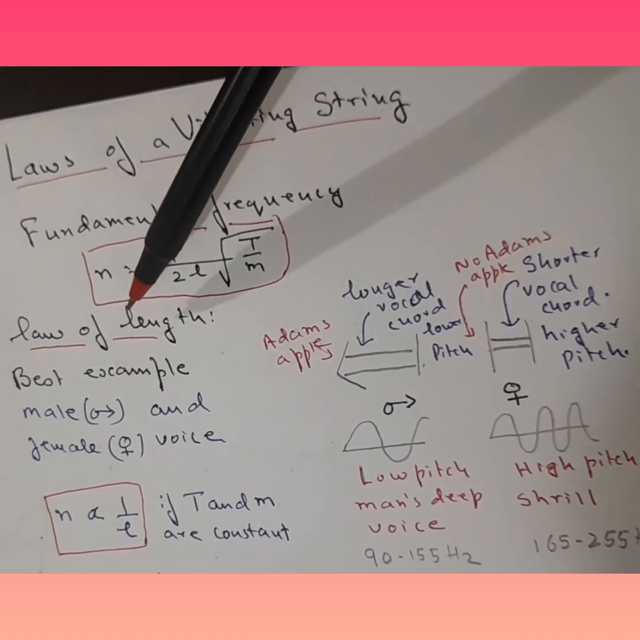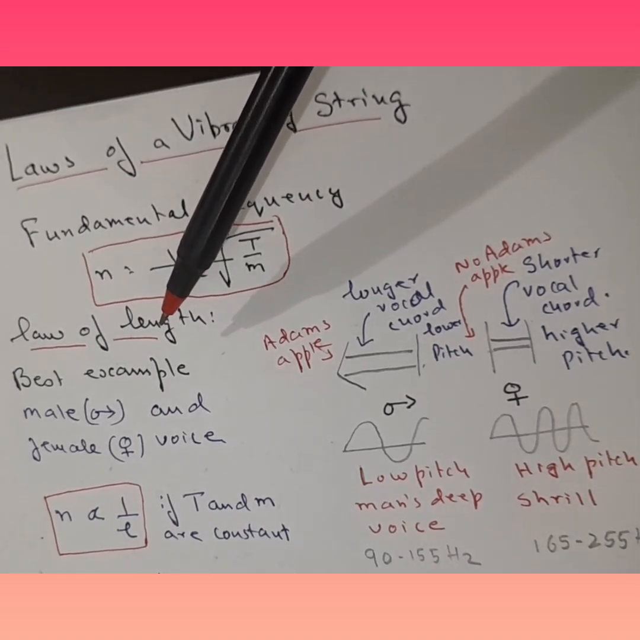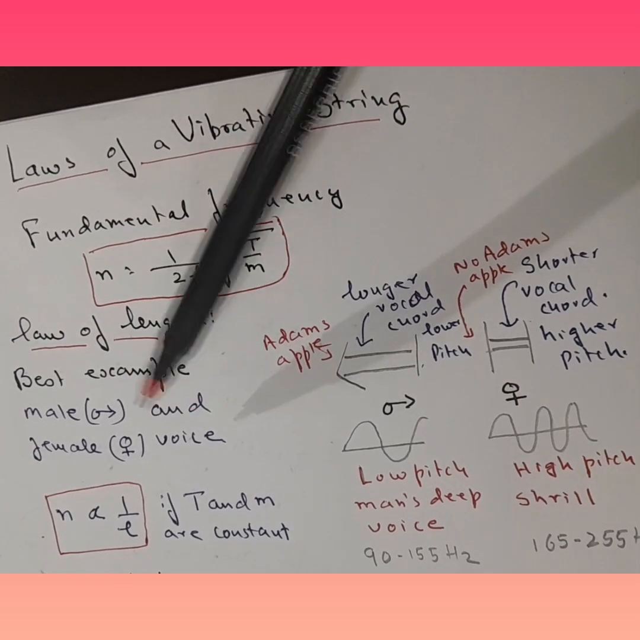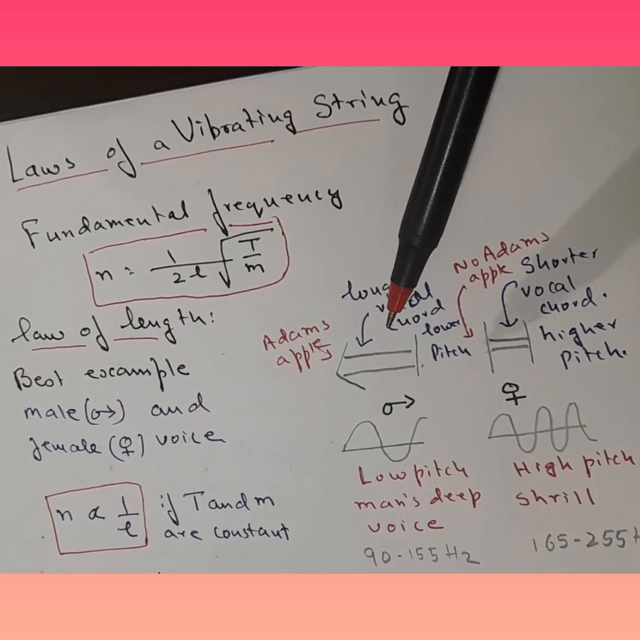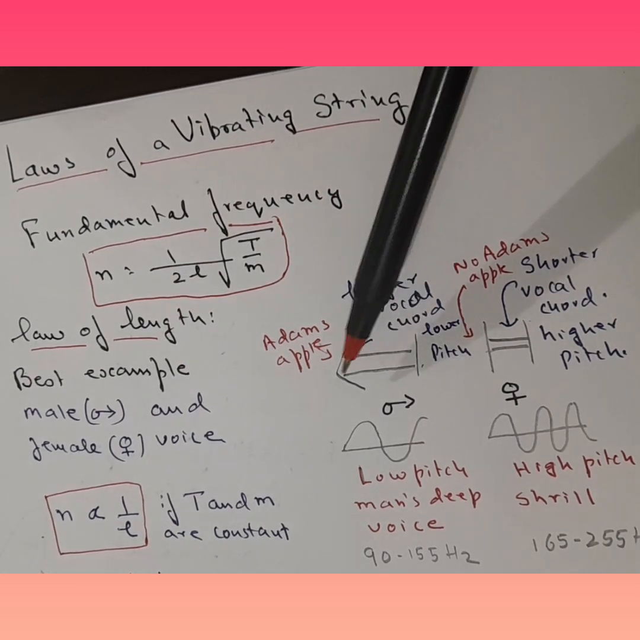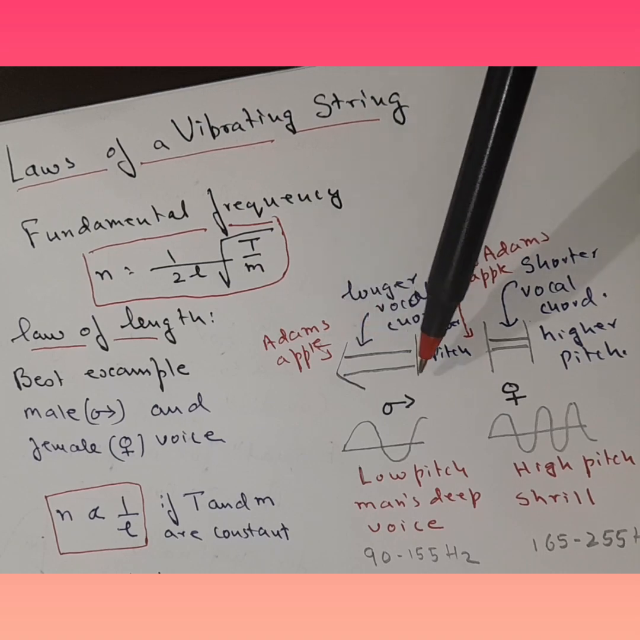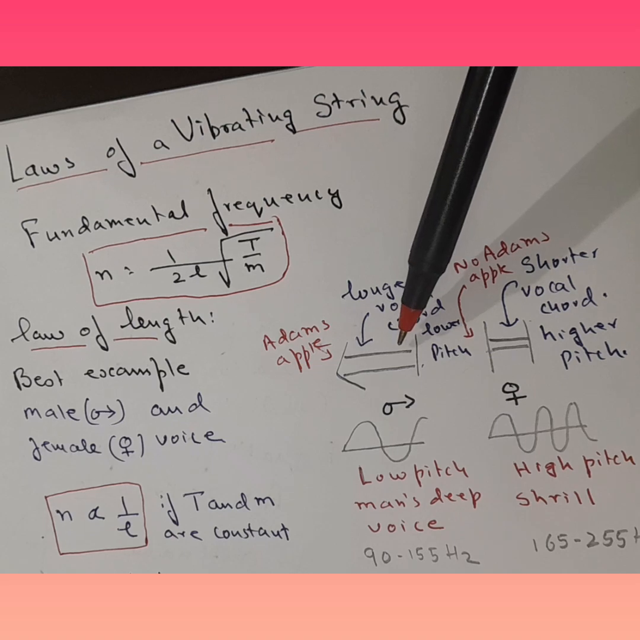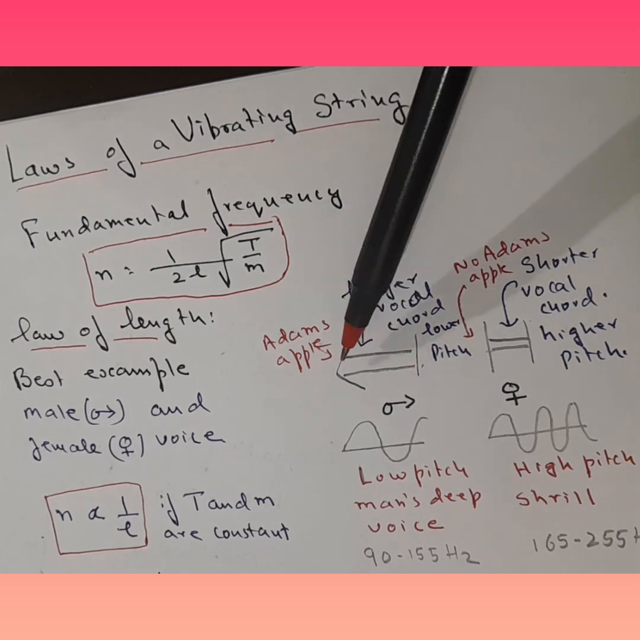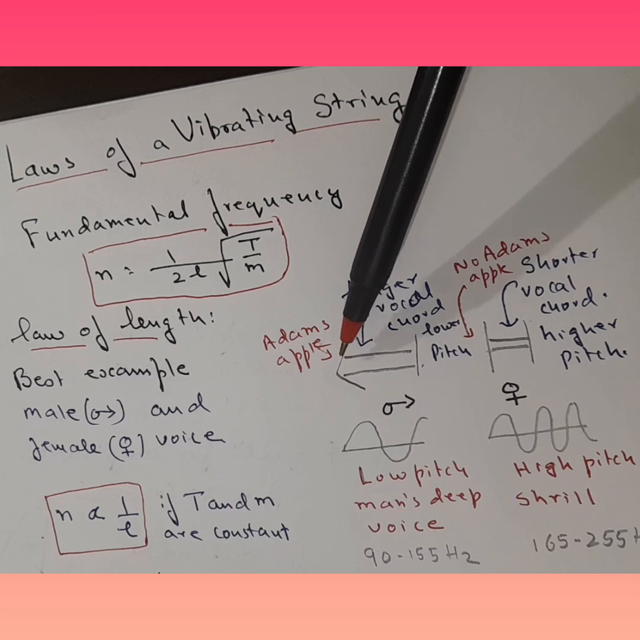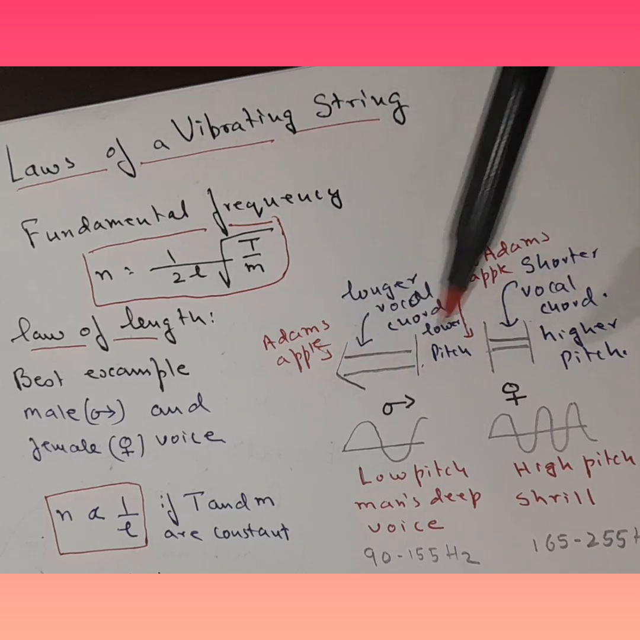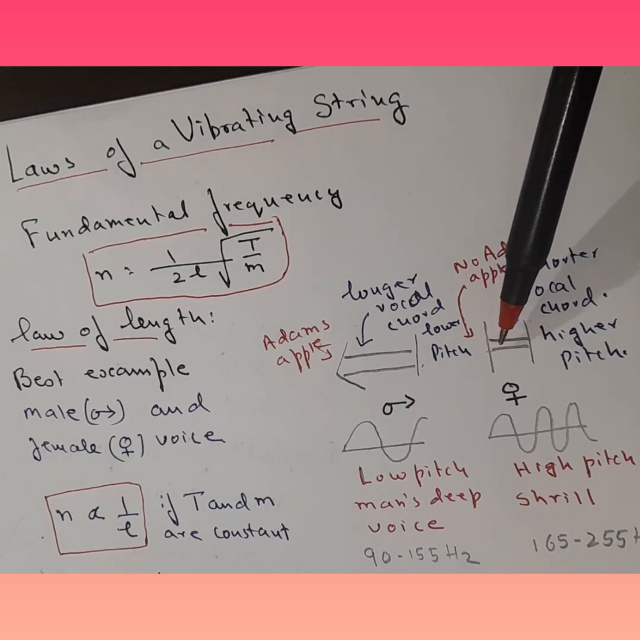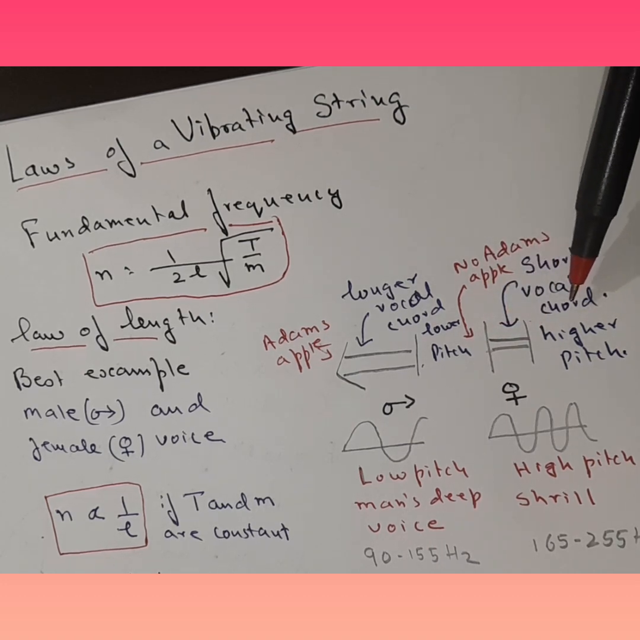Now let's check out law of length. In case of law of length, the best example that we can take is of male and female voice. If we check out Adam's apple in the throat, these are the two vocal cords. In case of men, we have longer vocal cord, whereas female don't have Adam's apple, so they have shorter vocal cord.